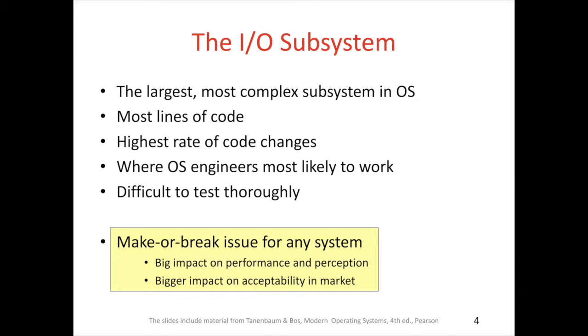Most lines of code are reserved for input-output. The highest rate of code changes occurs here. This is the part where operating system engineers are most likely to work. It is difficult to test truly. It is a make or break issue for any system. It has a big impact on performance and perception, and a bigger impact on acceptability in the market.